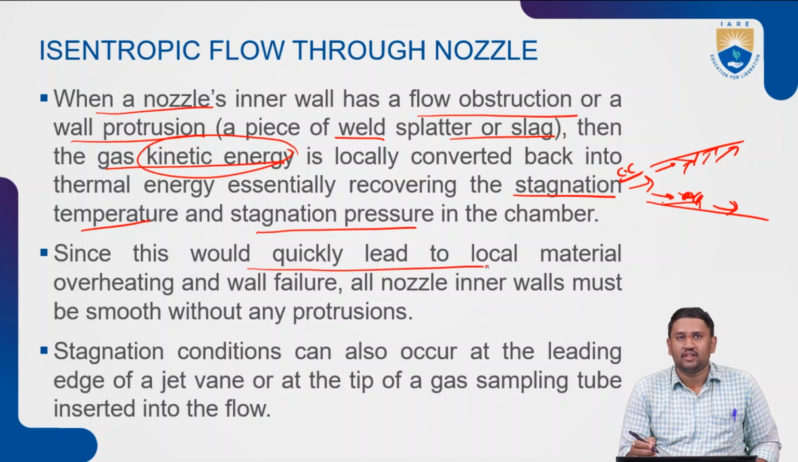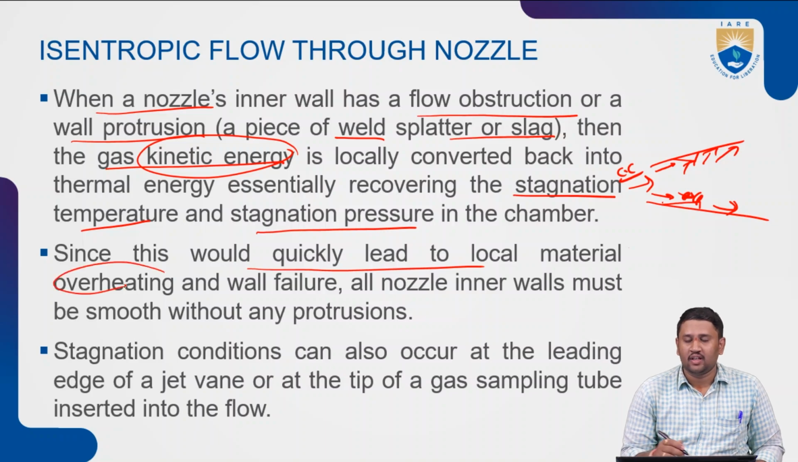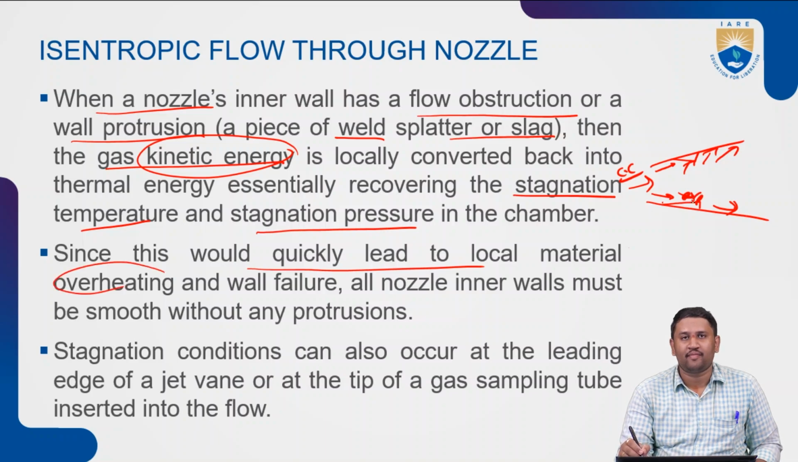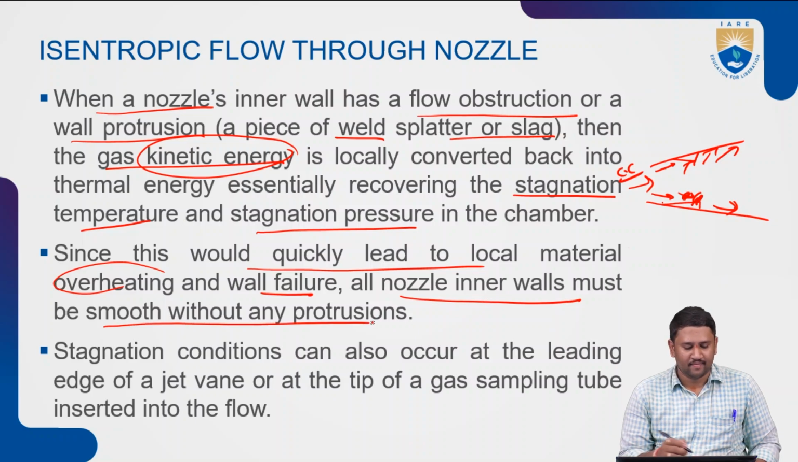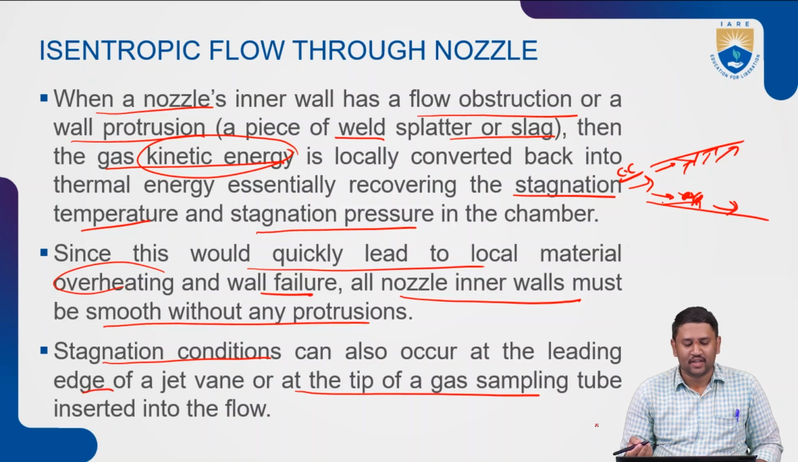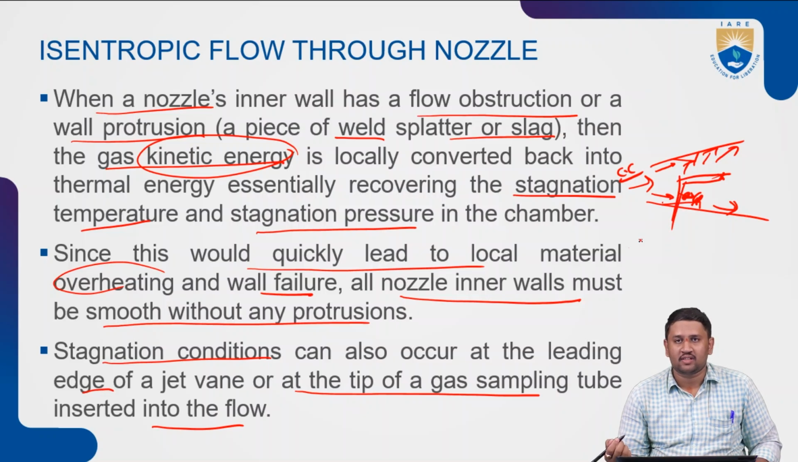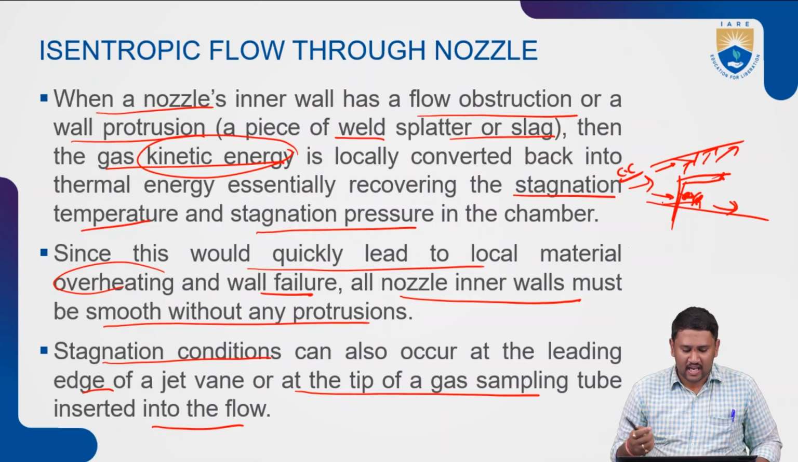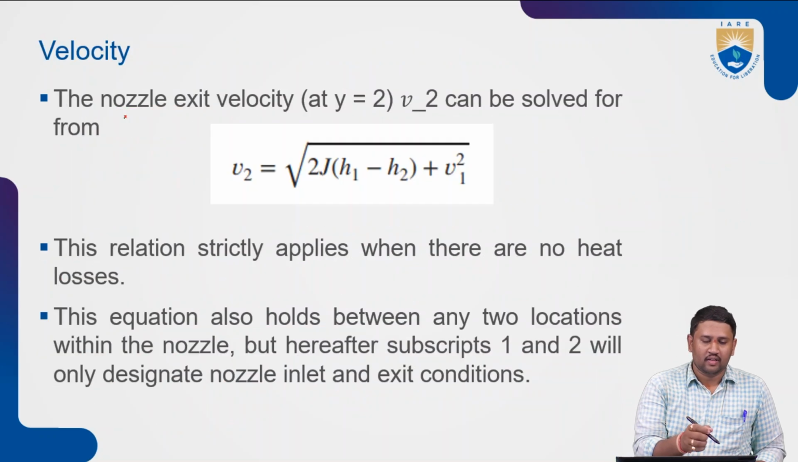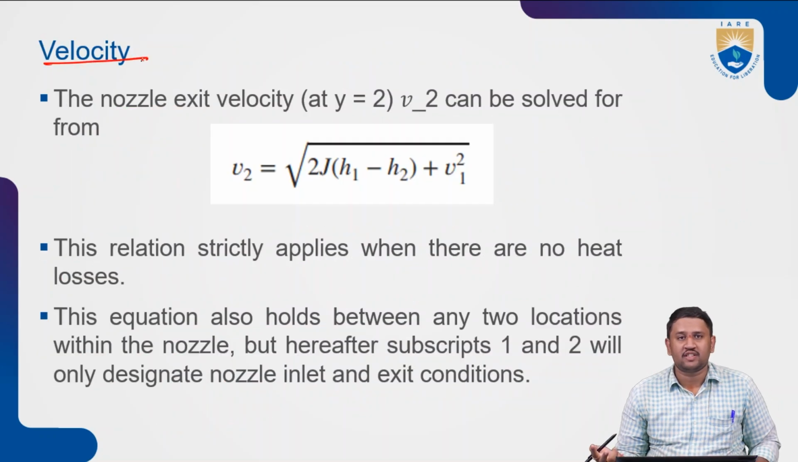And this would quickly lead to local material overheating, particularly melting or wall failure, as all nozzle inner walls must be smooth without any protrusions. The stagnation conditions can also occur at the leading edge of the jet vane or at the tip of a gas sampling tube inserted into the flow. Any probe we apply in order to identify the combustion properties of that rocket can also be considered. Now, considering the same, we'll understand the concept of velocity in terms of rockets.